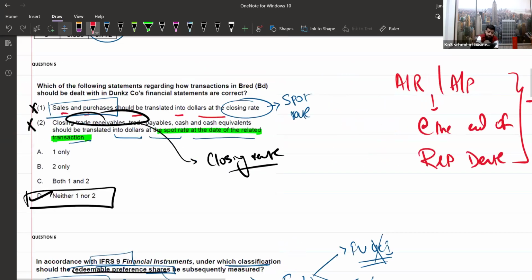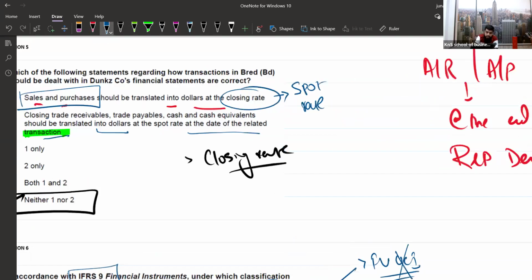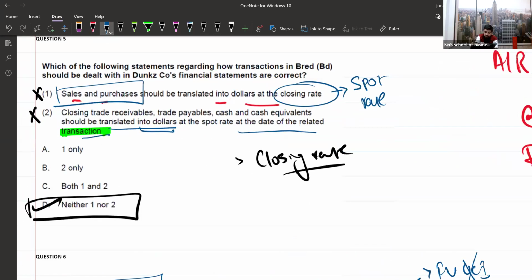Now read the second statement over here. It says that closing receivables and payables and the cash equivalent should be translated into dollars. Yes, this is something very fine, and I accept this one. And it says that it should be translated at the spot rate at the date of the related transaction, which means it's talking about the historic rate. No, we do not translate at the historic rate. We translate at the closing rate.